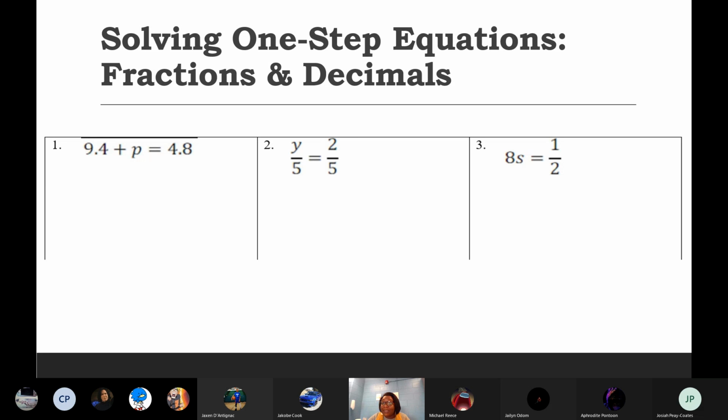I'm recording this lesson. So if your computer goes out or it glitches or anything like that, or if you just need to watch this again to help you to prepare for your test next Thursday, it will be available to you, okay? So we're going to be solving one-step equations today using fractions and decimals. I want to give you a little bit of time to make sure you have written down all 3 of these examples, skipping 5 lines between each.